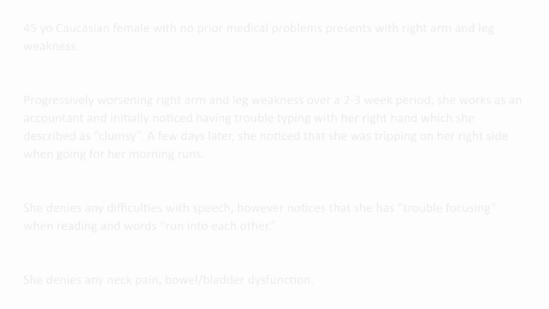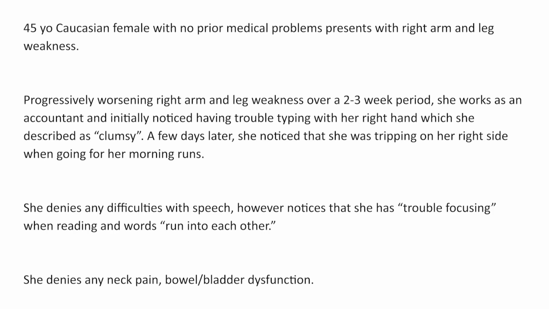The patient says that the symptoms were progressively worsening, with right arm and leg weakness over a 2 to 3 week period. She works as an accountant, and initially she noticed that she was having trouble typing with the right hand, which she described as clumsy. A few days later, she noticed that she was tripping on her right side when going for her morning runs. She denies any difficulties with speech. However, she does notice that she has trouble focusing when reading and words run into each other. She denies any neck pain or bowel or bladder dysfunction.